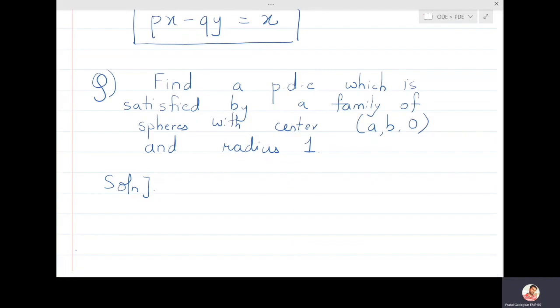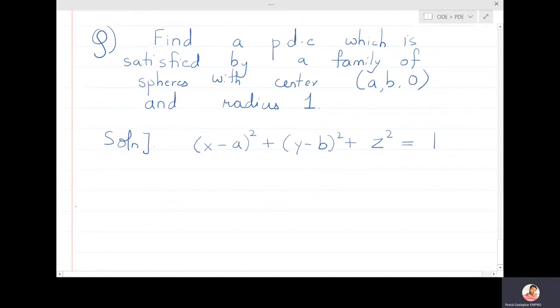So such spheres are given by what equation? The equation of such spheres is x minus a whole square plus y minus b whole square plus z square, because the center has z coordinate 0, is equal to how much? The radius is how much? The radius is 1, right? So this will be 1 square, which is 1. So now what I'm going to do is differentiate this equation with respect to x and y respectively. Okay.